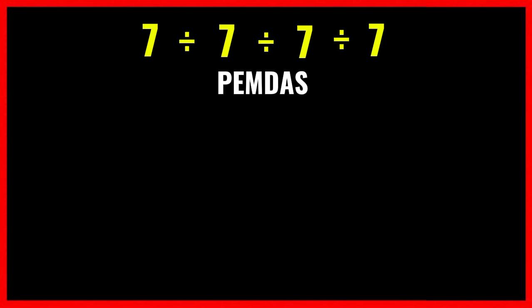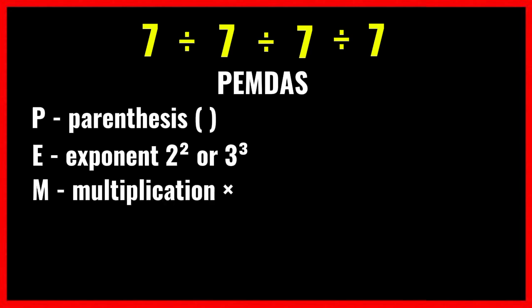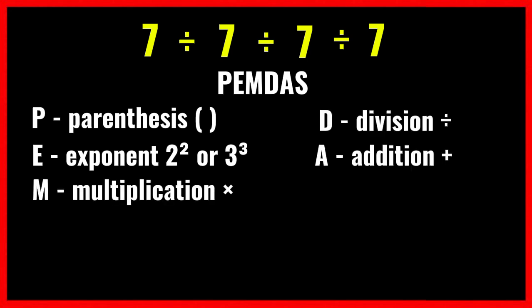PEMDAS stands for P means parentheses. Solve anything inside brackets first. E means exponents. These are powers, such as 2 squared or 3 cubed. M means multiplication. D means division. A means addition. S means subtraction.